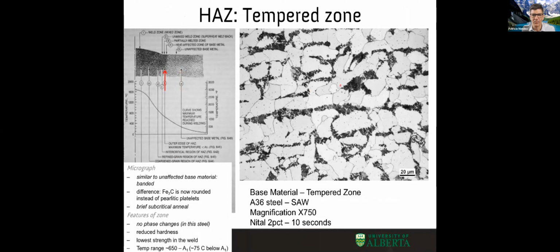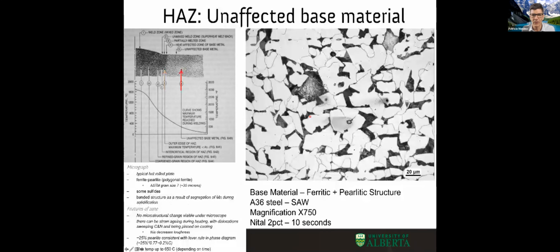Look at this. This is the temperate zone. This is the primary ferrite you already told me. This is the perlite you already told me. Yet, we start to see how the perlite started to coarsen. If you look here, clear fingerprint, clear sharp edges in the unaffected base material.